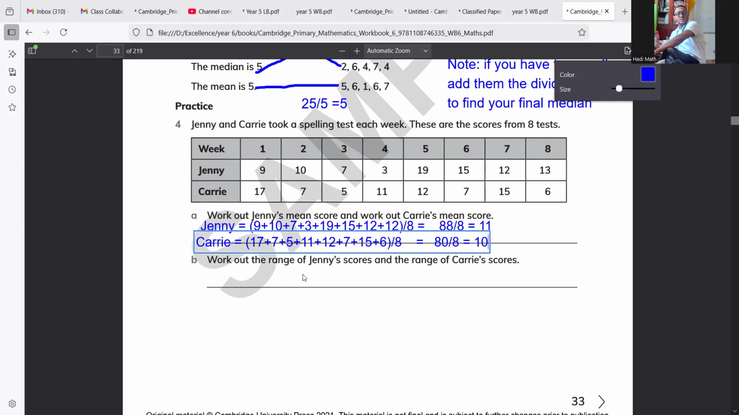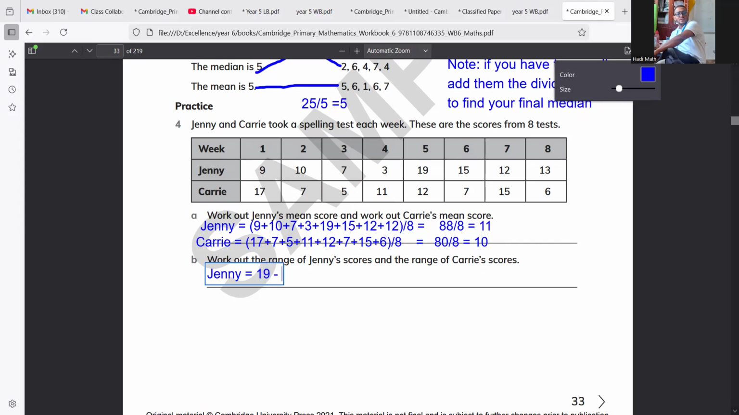They say work out the range for Jenny's score and the range for Carrie's score. The same idea, we go and we find the range for each one of them. Let's go with Jenny. And remember, range is equal to the highest minus the lowest. Go to Jenny and see the highest: 9, 10, 7, 3, 19, 15, 13. You have 19 as the highest.